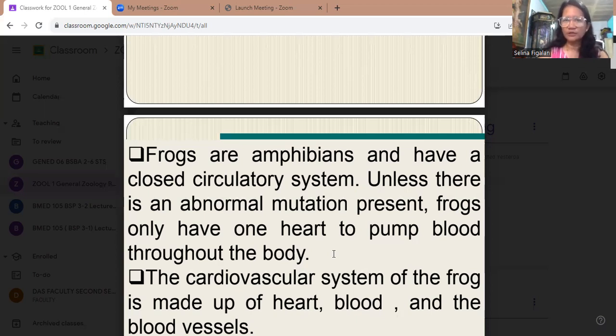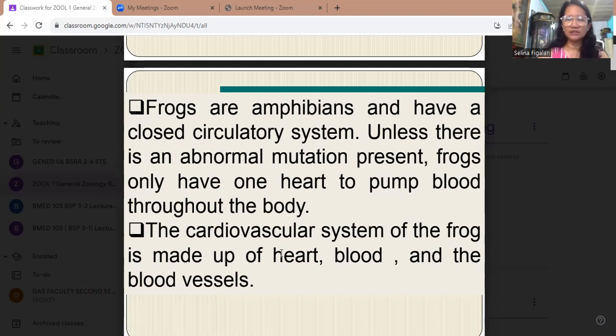If you remember your lesson during high school, when we say cardiovascular, cardio means heart, vascular means blood vessels. So there is blood flowing through our blood vessels. This means the cardiovascular system of the frog is made up of the heart, the blood, and the blood vessels. Let us discuss this one by one. That is really the focus of the teacher.